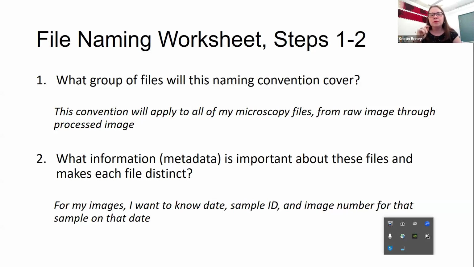Step 2, what information or metadata is important about these files and makes each distinct? What do you need to know at a glance to understand what's in a file and to tell it from its neighbors? I like to recommend about 3 to 5 pieces of information to keep the file name size reasonable. So for the images, I'm going to use date, sample ID, and image number for that sample on that date.